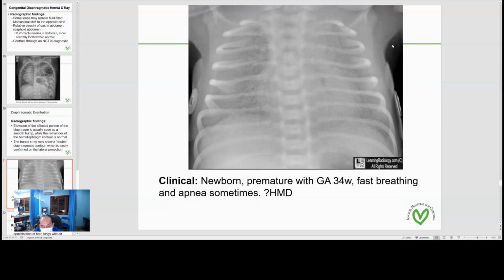And this is again the case of a premature newborn with gestational age 34 weeks, fast breathing and apnea sometimes. Be concerned about infection and bleed. The chest X-ray shows very wide opacity now in both lung fields, and we can see granular opacity along with air bronchogram. So the story, clinical, and X-ray findings confirm HMD.